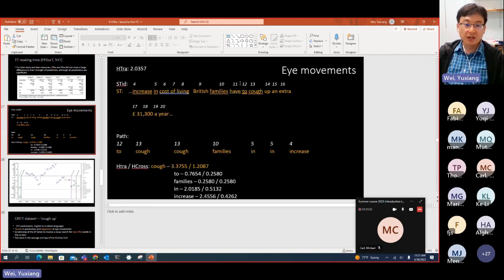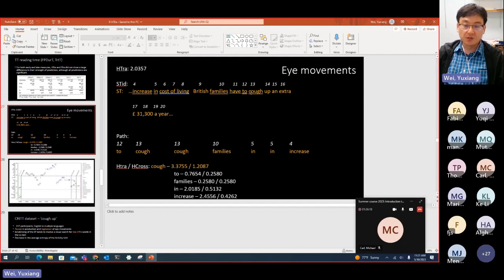I'm going to use one example, which is a phrasal verb used in a metaphorical sense. It is "cough up" here, which is very different from the normal sense of coughing. So the source text is about the increase in cost of living, and the source text goes, "British families have to cough up an extra £31,000 a year."